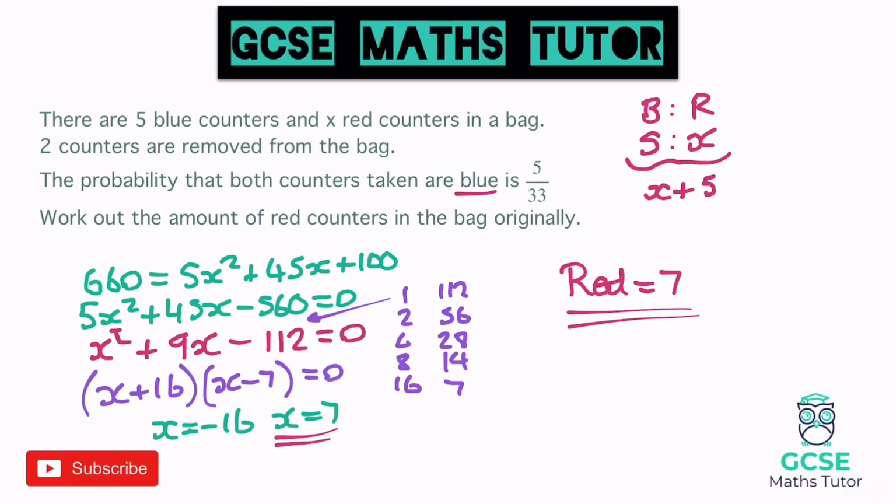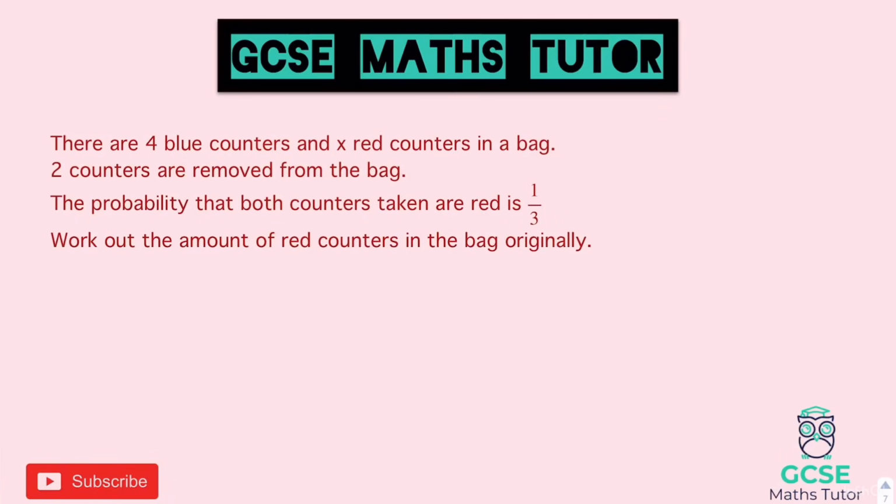Okay, now you're going to have a go at one very similar, nicer numbers, but here it is. So here's your question, pause the video there, and we'll go over the answers in a sec. Okay, so there are 4 blue counters and x red counters. So if we write this as a ratio again, blue to red, we have 4 to x, and in total there, that is x plus 4.